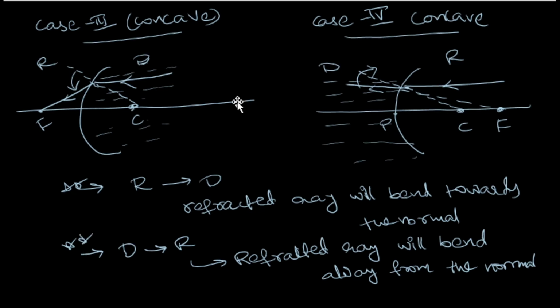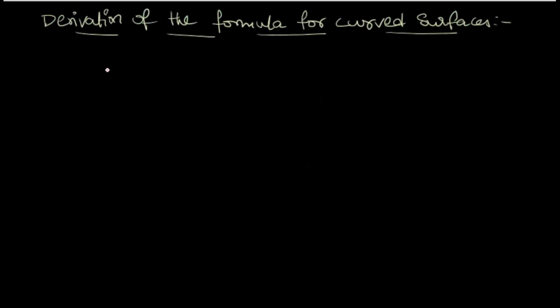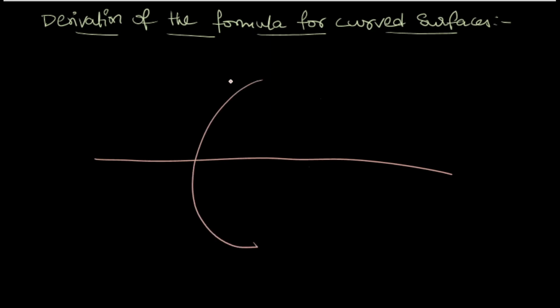And coming to our next topic, derivation of the formula for curved surface. For this purpose, I am considering a curved surface. This is a curved surface, and this curved surface acts as the interface between two different media, that is, the denser medium and the rarer medium. On this side we have the denser medium.